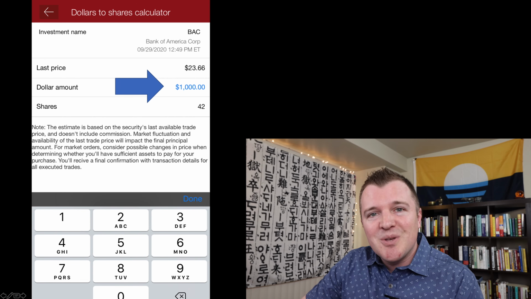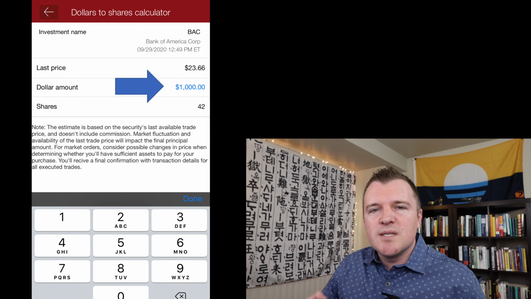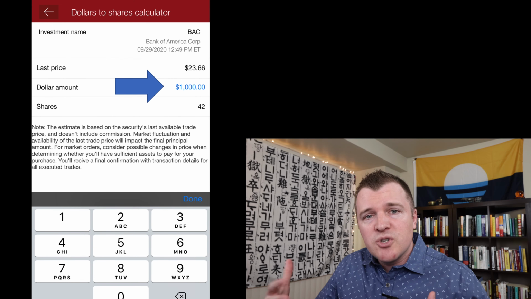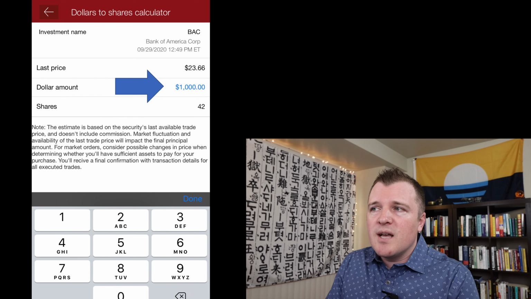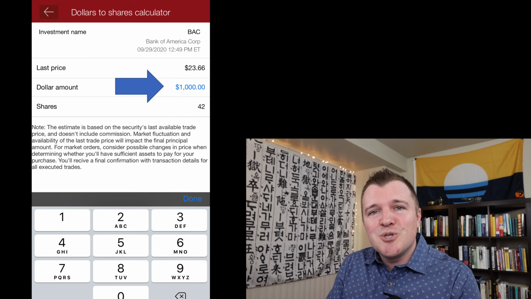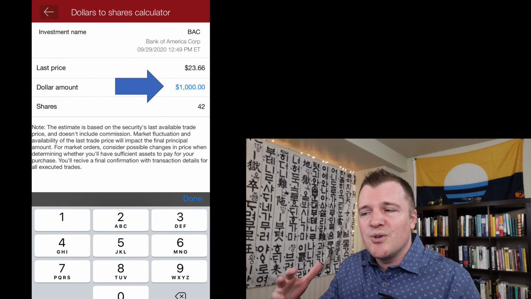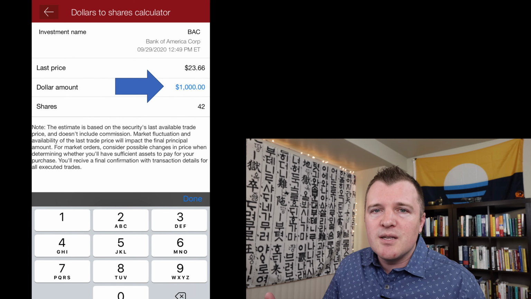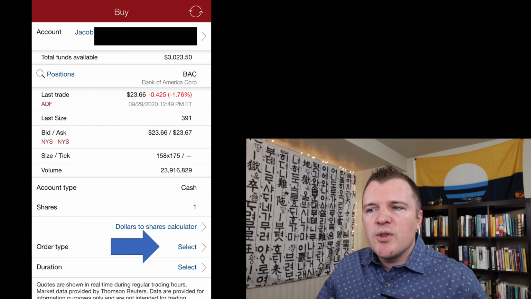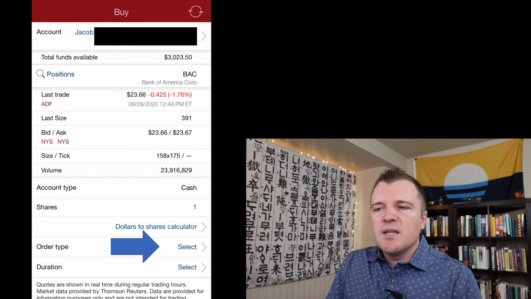Charles Schwab, Fidelity, Robinhood, M1 Finance, everybody is moving towards enabling you to buy fractional shares of a stock. Vanguard hasn't gotten there yet. If you're watching this in the future, potentially they have introduced this new feature or function. I feel like it should be coming soon. Let's just go with one share, and then we're going to move on to order type.